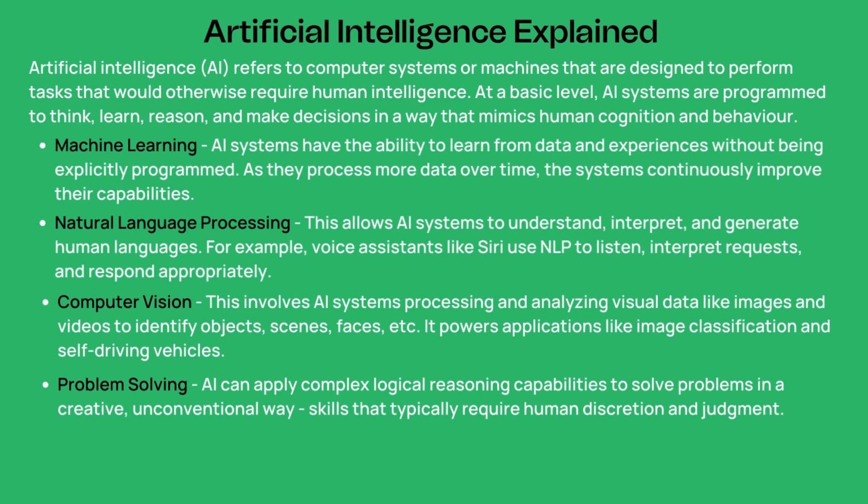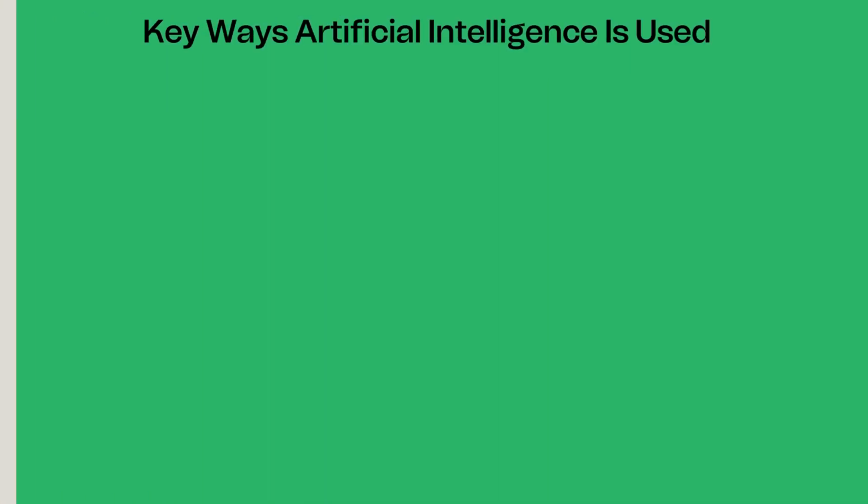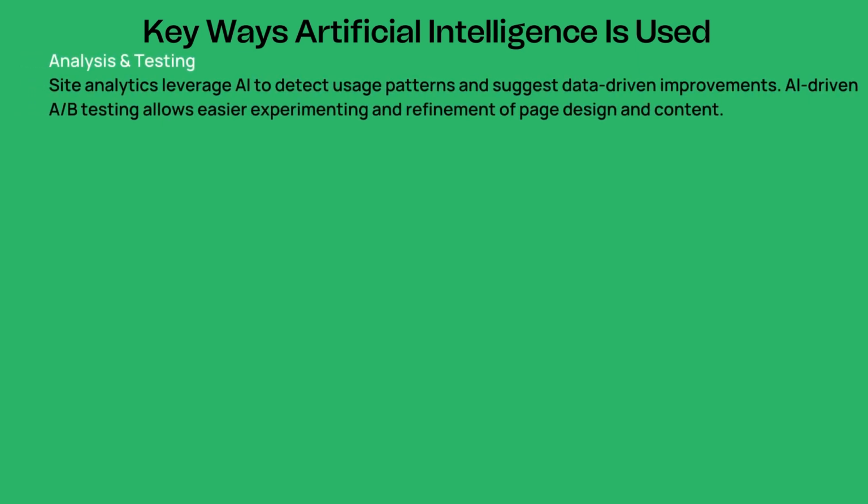So let's take a look at some of the key ways artificial intelligence is used with website builders. Starting off with our first one, which is analysis and testing. Site analytics leverage AI to detect usage patterns and suggest data-driven improvements. AI-driven A/B testing allows easier experimenting and refinement of page design and content.